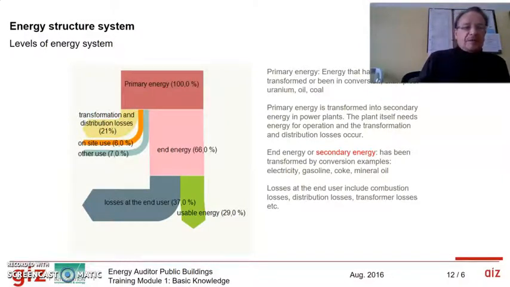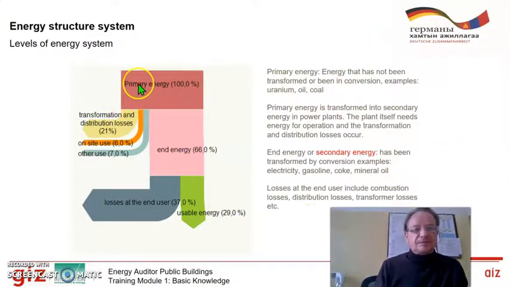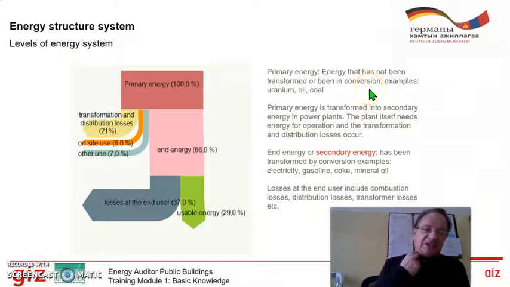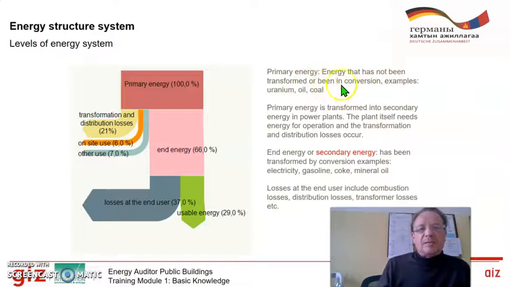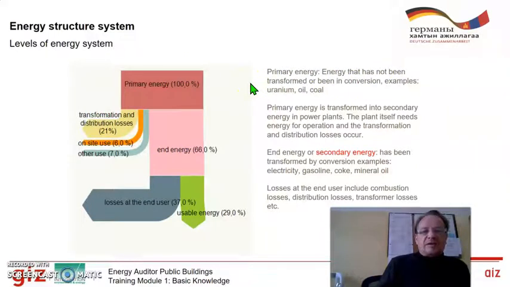So we have the primary energy here. Primary energy, this is actually like a kind of a recap, has not been transformed or been in conversion. Examples: uranium, oil, and coal. So this is just the pure energy, the raw energy. Then we have the primary energy transformed into secondary energy in power plants. The plant itself needs energy for operation and for transformation, and distribution losses occur.